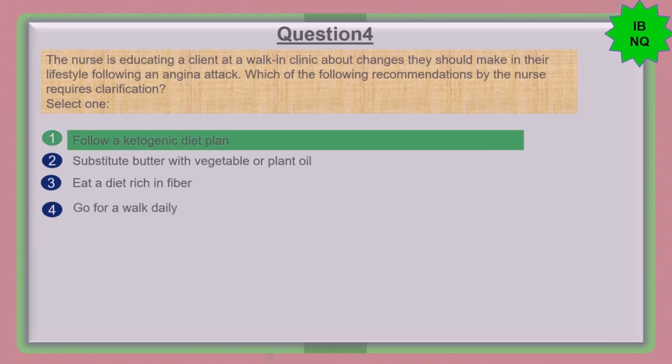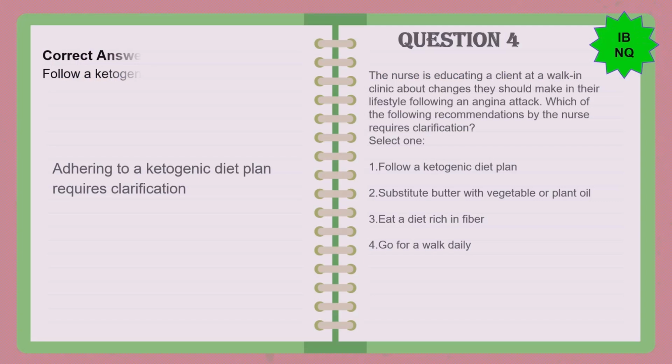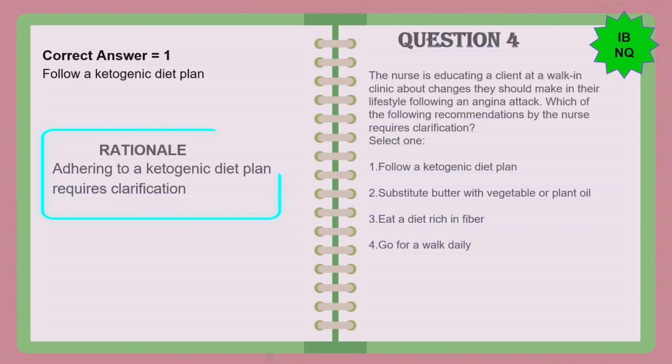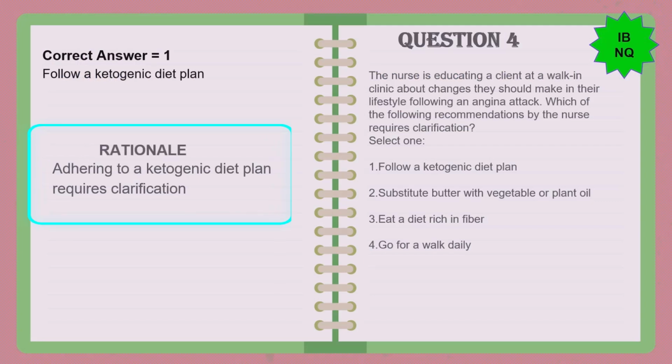The correct answer is 1. Follow a ketogenic diet plan. A ketogenic diet increases fat intake, which is not ideal for managing angina. The focus should be on reducing fat intake. Appropriate lifestyle modifications include decreasing, not increasing, fat intake.